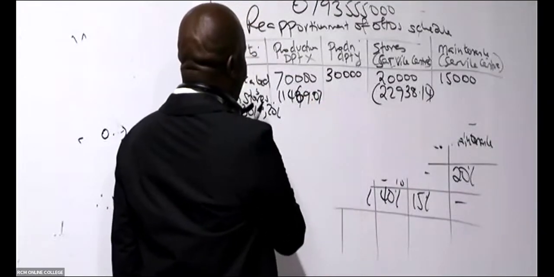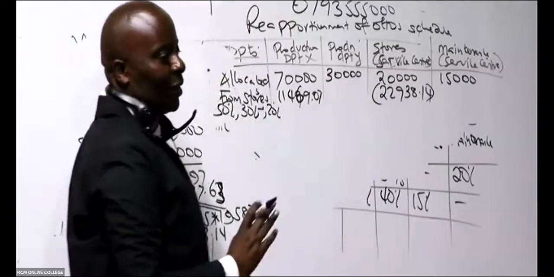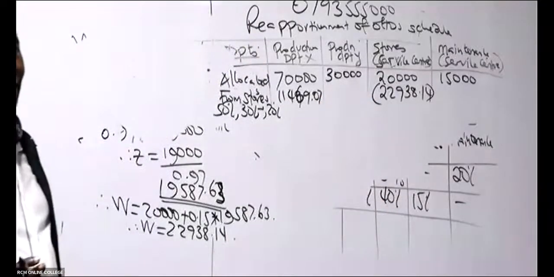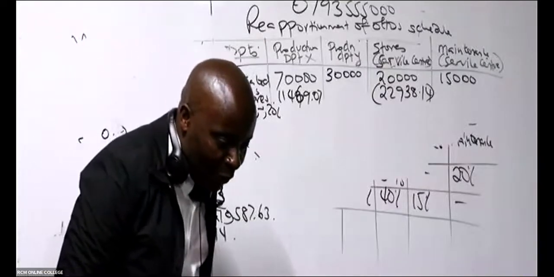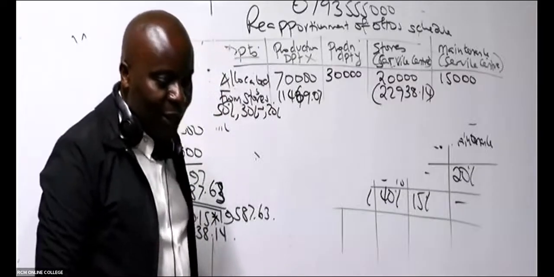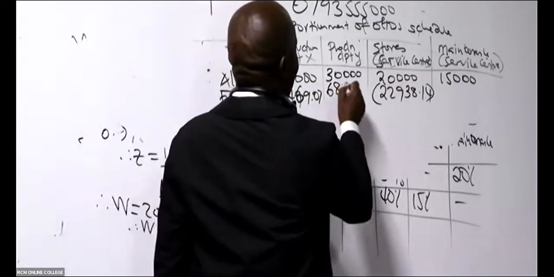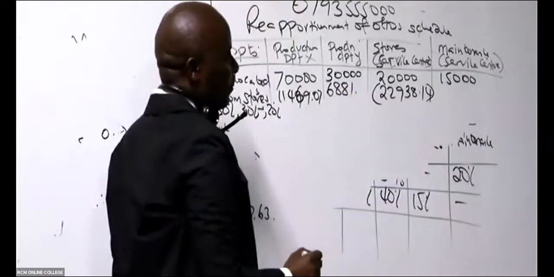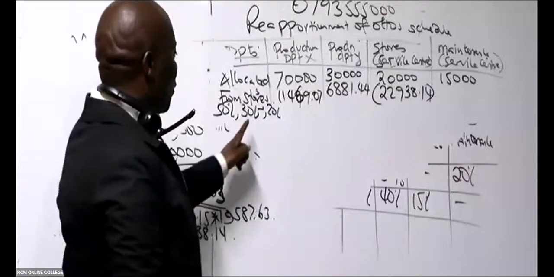69.07. And then 30% goes to production. 30% of this figure. 30% of that figure. 30% of that figure. My online ninjas, we have 68.81.44. Of course, the next one is dash, isn't it?